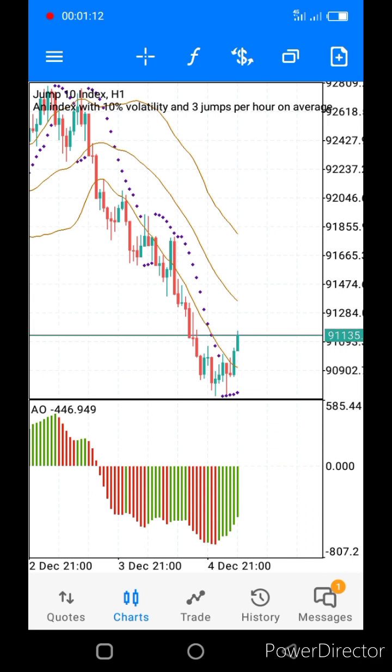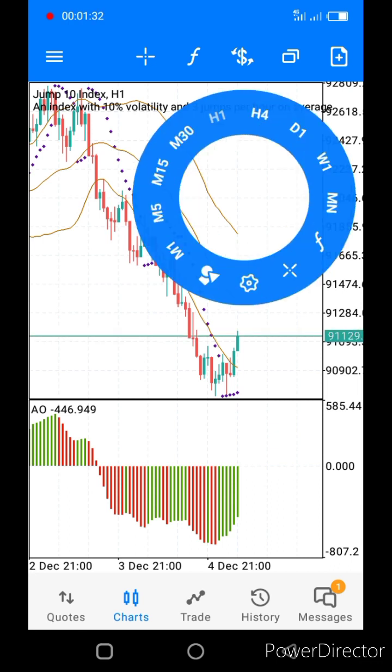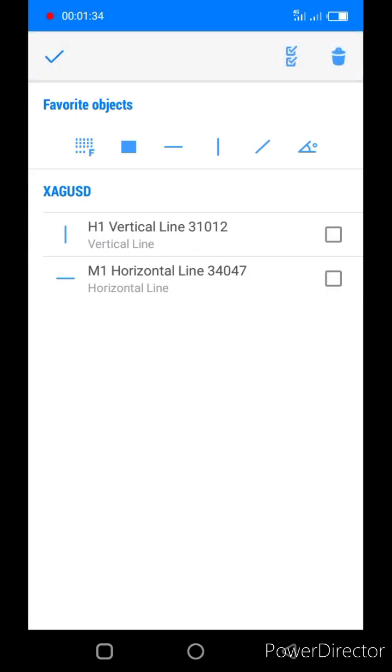Looking at the chart, once we open it, what are we seeing? What is the Parabolic SAR telling us? The indicator is telling us that the market is on a buy trend. It has changed from a sell trend. It is now on buy. This is the indicator here.